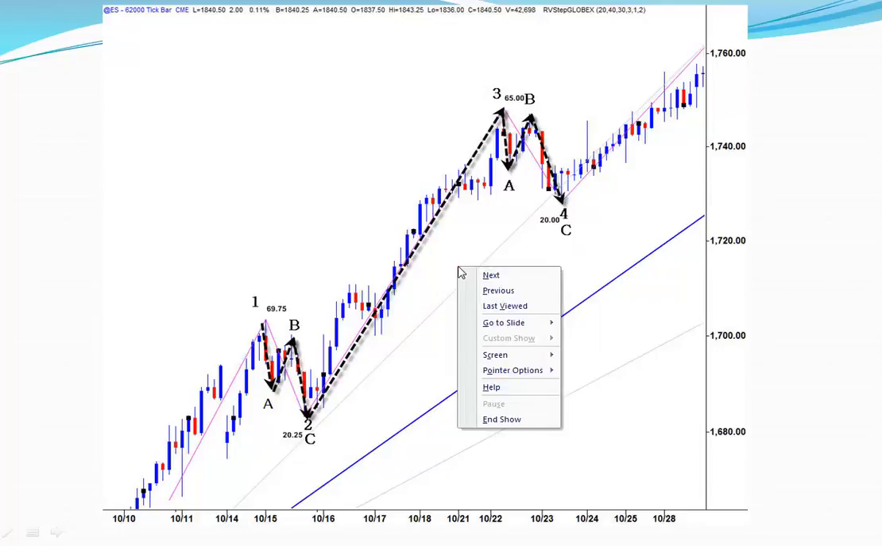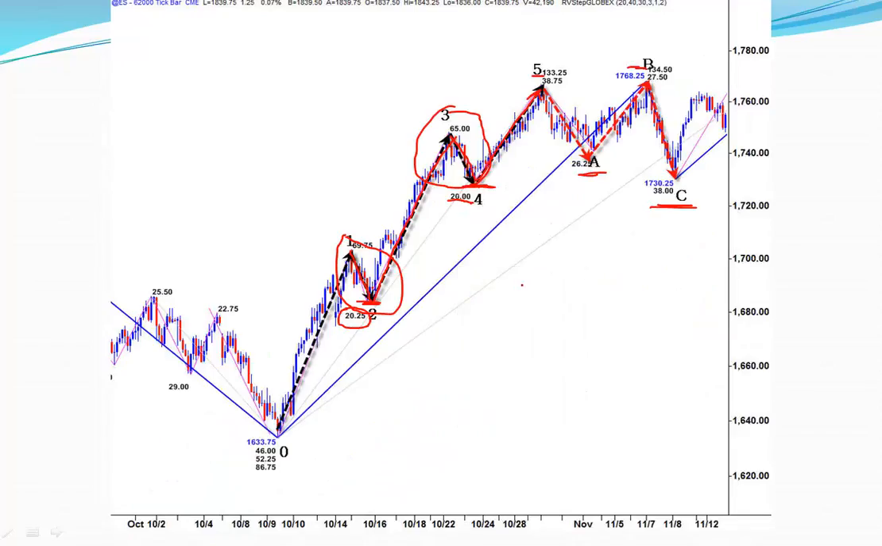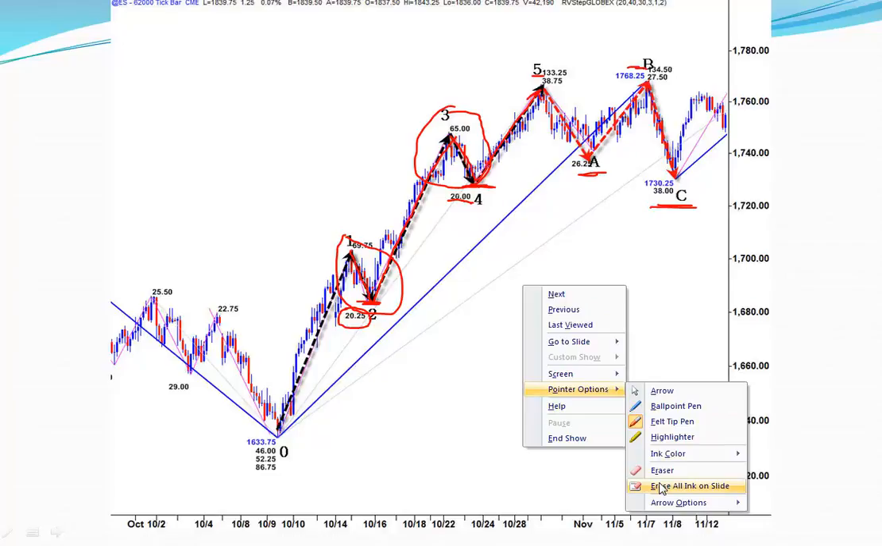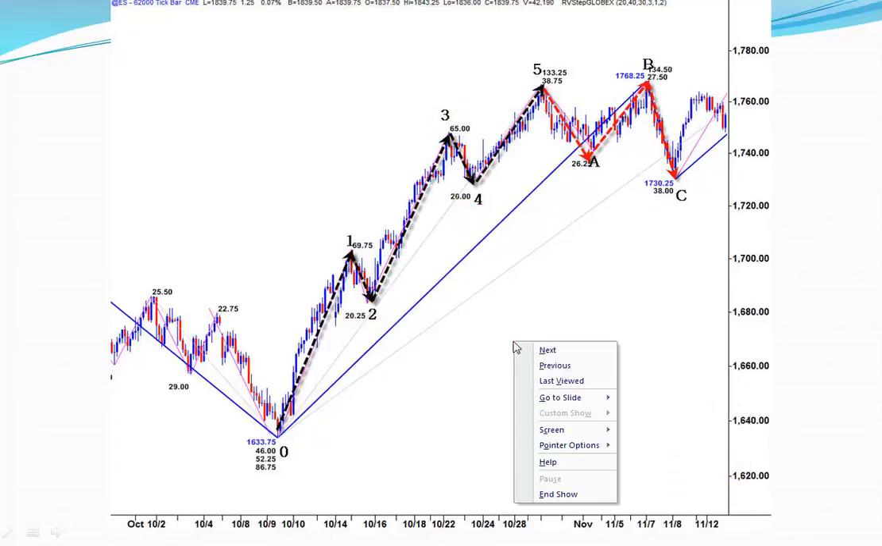We have a good turnout today, actually. All right, so here's what I want to do. You take a look at this chart. Let me clean all this up here. Erase all the ink on the slide.